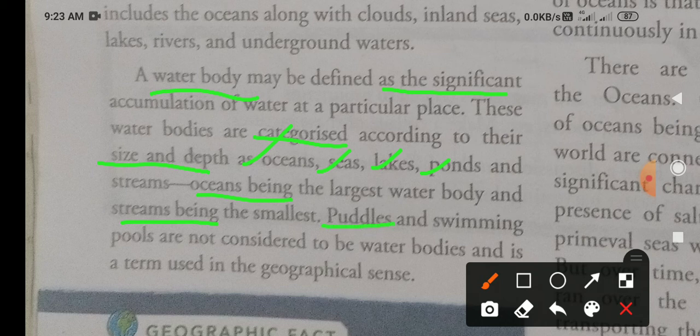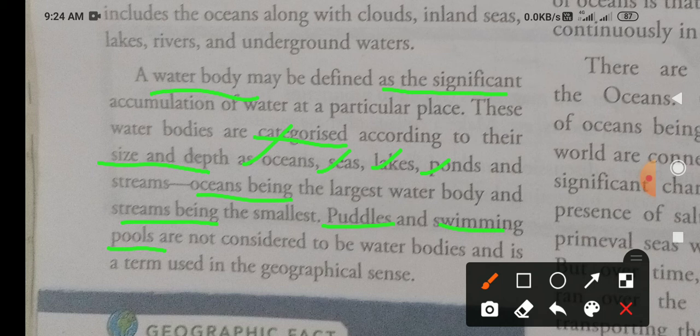Puddle means, you know, during the rainy season, some of the lowland area, some of the ditch area, depressed area will collect some water. They are called puddles. So they are not considered to be water bodies. Why? Because the quantity of water is very limited there, and similarly a swimming pool is not considered to be a water body, because it is temporary and man-made.